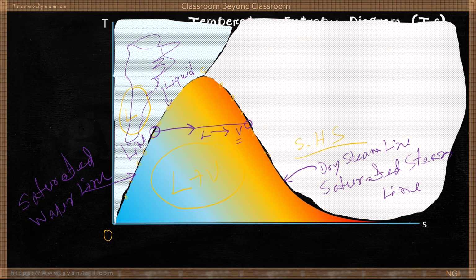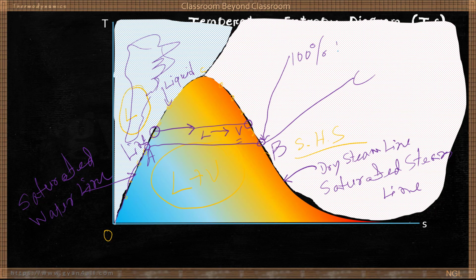Now try to answer one question. Suppose I consider this line O, A, P and C. In the last class we discussed dry steam and wet steam. What is a dry steam? 100%. Very good, excellent. So at point B we can say this is 100% dry steam.